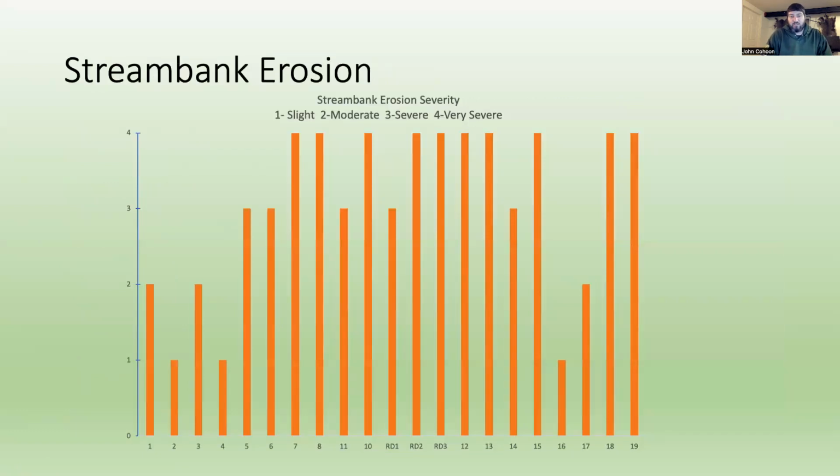Stream bank erosion. This is really, I think, the heart of the problem in terms of non-point source pollution within Gilkey Creek. So as you can see here, we had a few sites that were slight erosion severity, but most of our sites were either moderate or high. I would like to point out that most of the upstream sites tend to be better, and the erosion severity tends to go up as you move downstream, with the exception of sites 16 and 17.